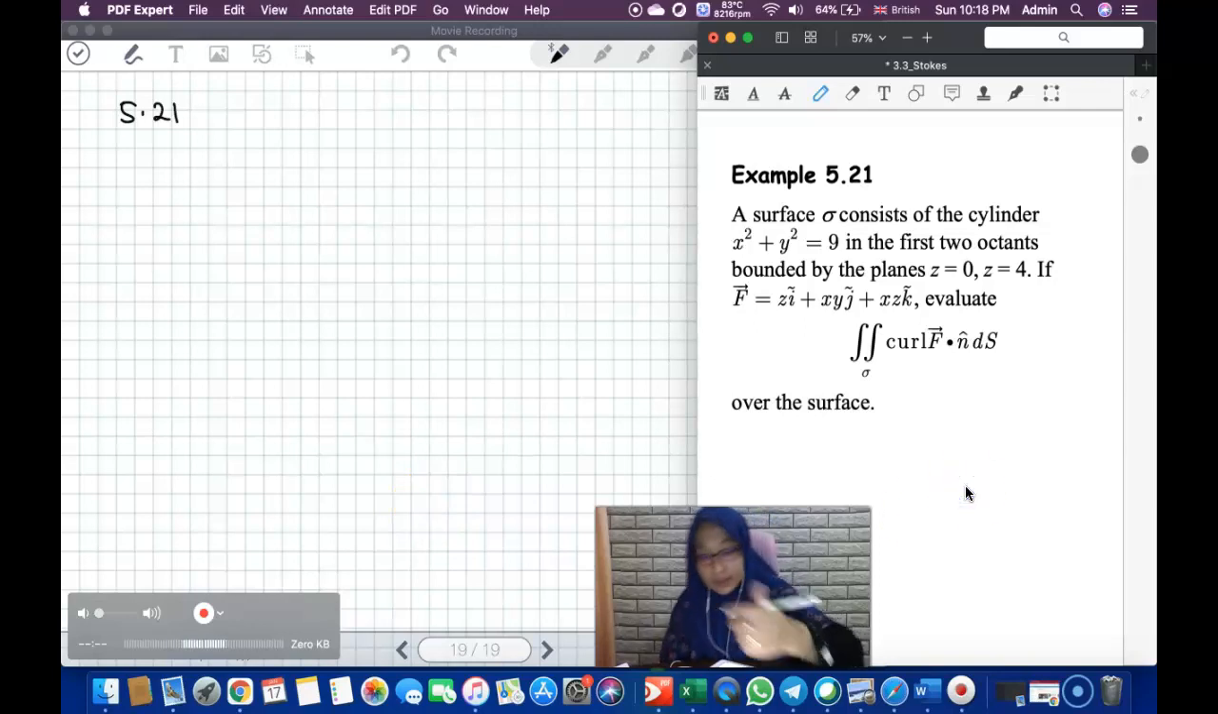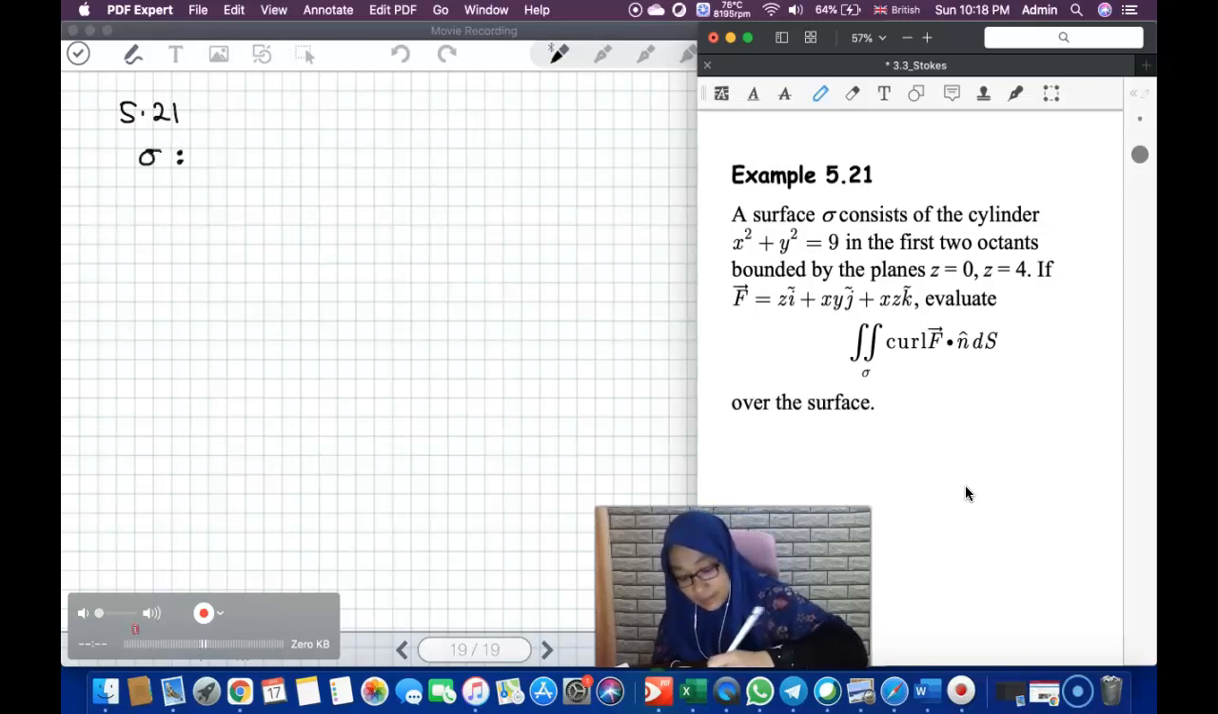Okay, example 5.21. We are given a surface sigma consisting of a cylinder in the first two octants. Okay, we have a sigma cylinder given by x squared plus y squared equal to 9, in the first two octants.